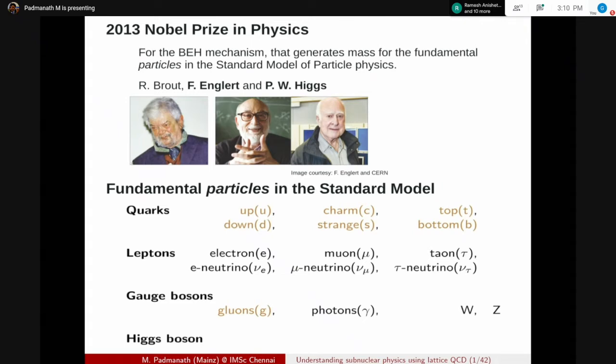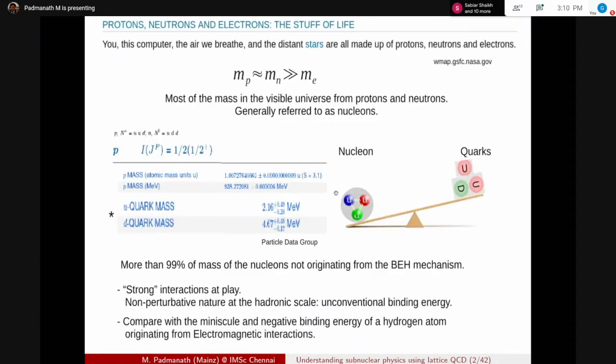Now let's view the universe from a different angle. We know that most of the visible matter in the universe is composed of protons, neutrons, and electrons. Now we also know that protons and neutrons are approximately of the same mass, while the electron is about 1 in 2000 of the mass of a proton or a neutron. So that basically means that most of the mass in the visible universe is coming from protons and neutrons, which are generally collectively called nucleons.